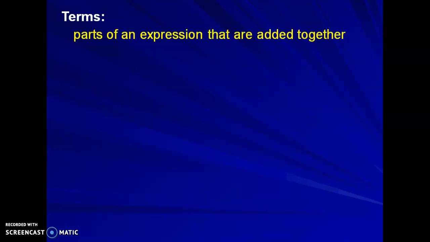Moving on, terms are parts of an expression that are added together. So in this expression, 3x squared plus 5x minus 7, we have three terms. We have 3x squared, we have 5x, and we have a -7. So remember that terms are added together.